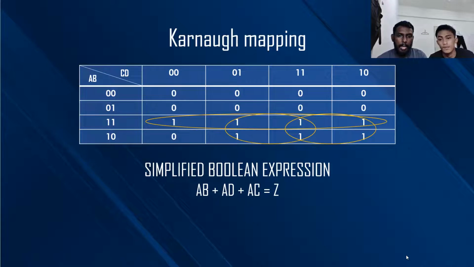If we see our K map, we have 3 circles. So the first circle stands for AB, and the second stands for AD, and the third stands for AC, which is equal to Z. So next we will take a look at our simplified logic circuit.